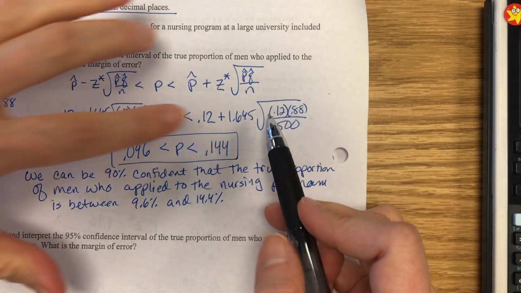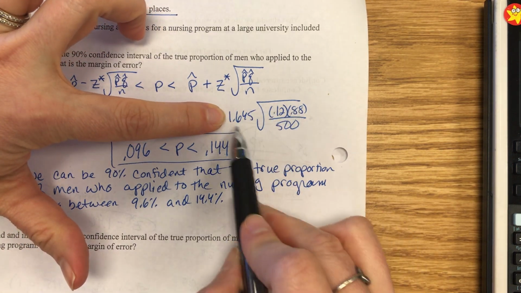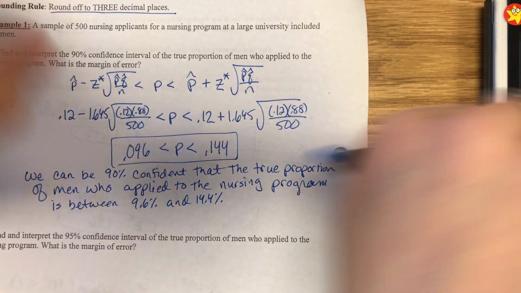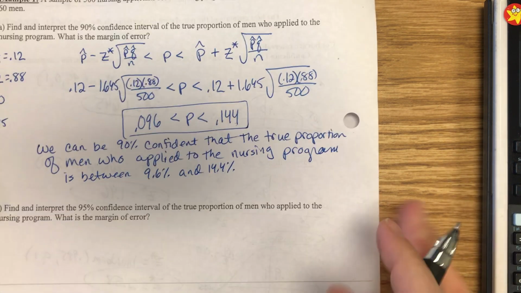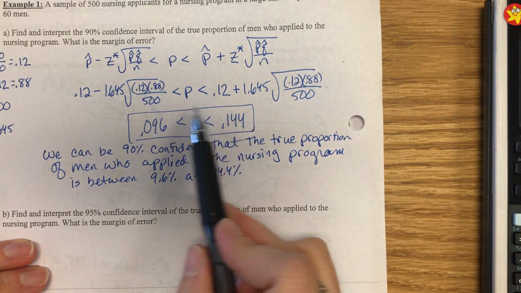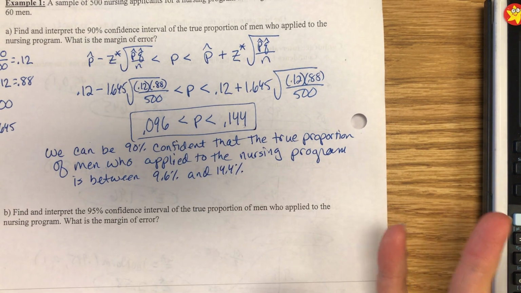So this amount here is your margin of error. It's how much you could be right or wrong, like the above and the below. So to find that, what you can do is subtract these two numbers and cut it in half.